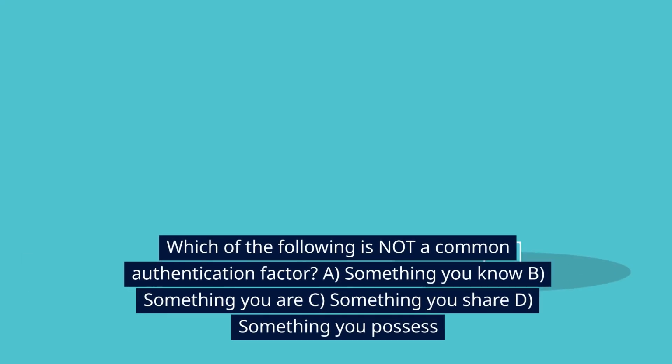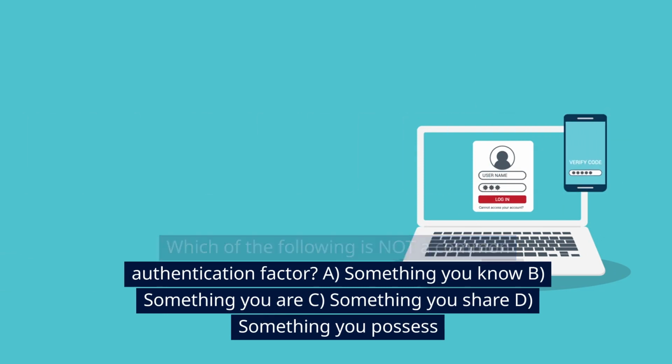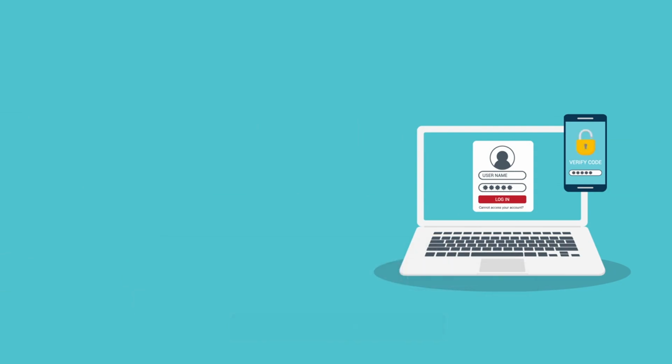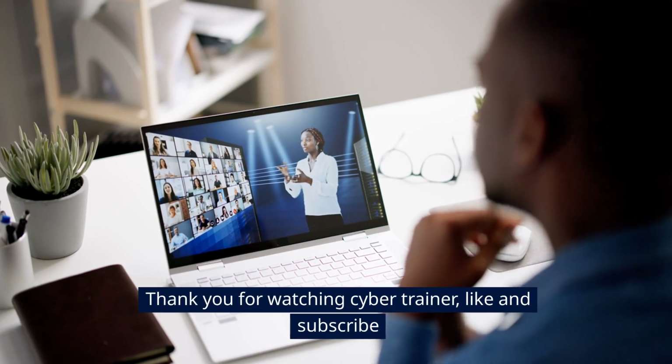Which of the following is not a common authentication factor? A. Something you know. B. Something you are. C. Something you share. D. Something you possess. Answer: C. Something you share.